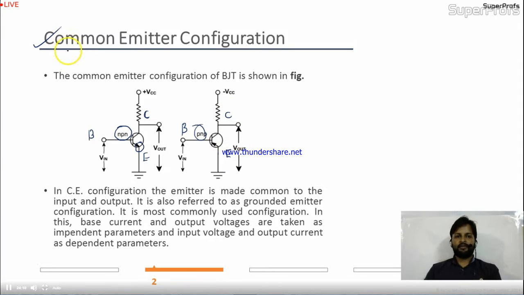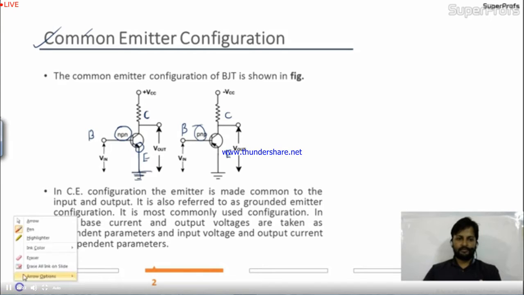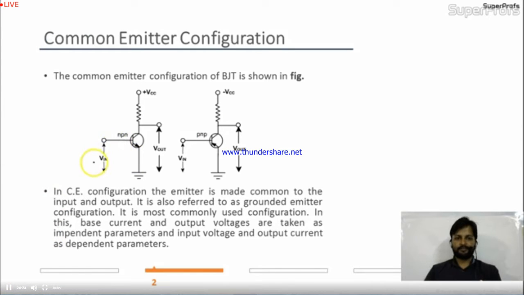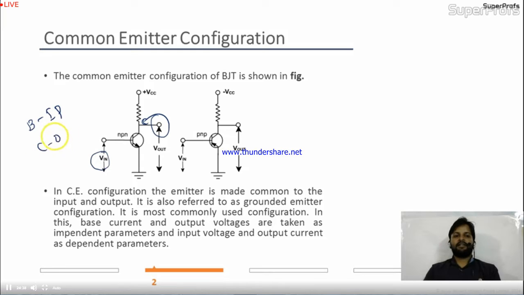Now in this, if you observe, this is the common emitter. How is it the common emitter? See, the emitter is directly grounded over here. At the base, you are applying some input, okay. At the collector part, you are taking some output. So, if the base is input and collector is output, so obviously the emitter will be common or not?